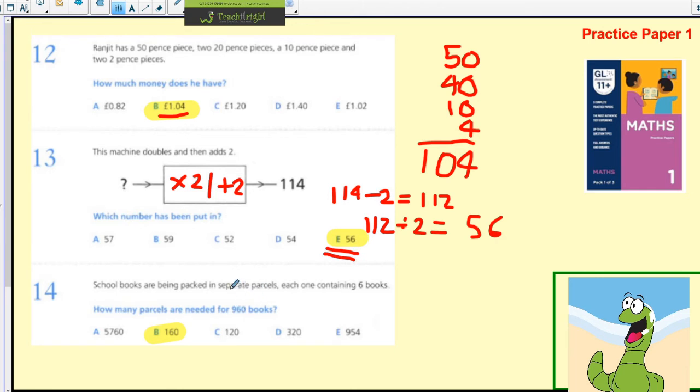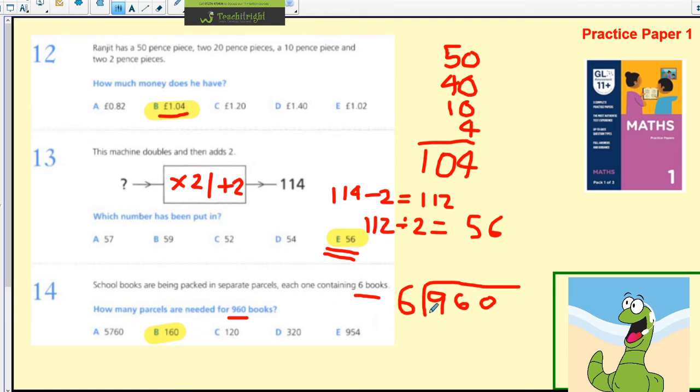14. School books are being packed in separate parcels, each one containing 6 books. How many parcels are needed for 960 books? So what we're saying is, to get a total of 960, how many times will 6 fit into there? So that is a division. So 960 divided by 6, and whatever the answer is will be the number.